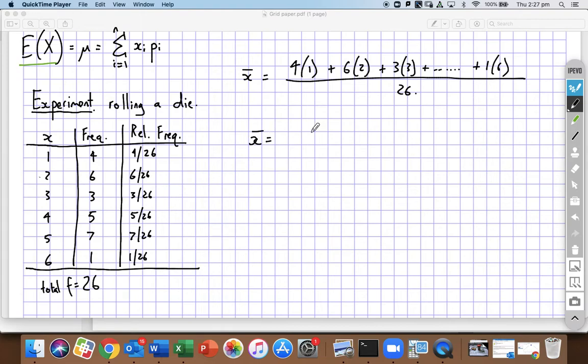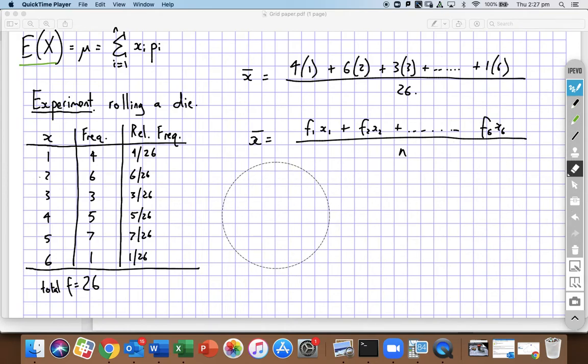I could say this sample mean comes from the first frequency times the first value, plus the second frequency times the second value, and so on until I got up to the 6th frequency and the 6th value, and I divided it all by the n. Okay. So what would that mean for us in this experiment? It would mean doing, I've already done it up here. All right. Let's look at what we've done here, because I can rewrite this slightly differently.